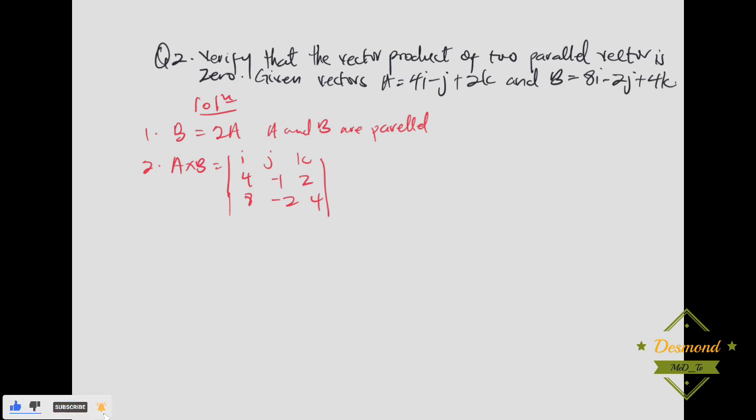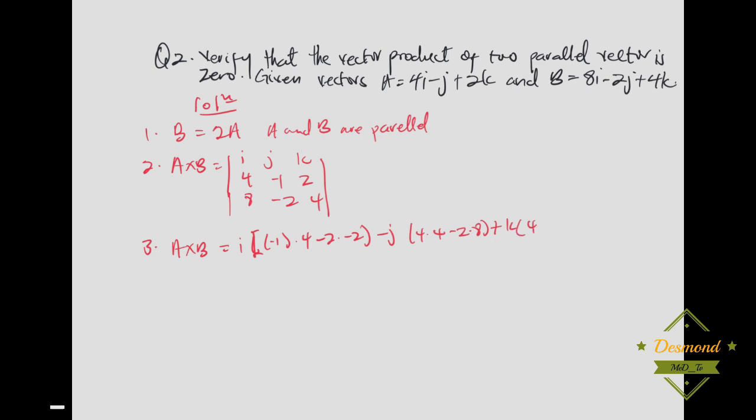Then when you are done, you calculate the determinant. With the determinant, we have A times B equal to i multiplying, in brackets, negative 1 multiplying 4 minus 2 multiplying negative 2. Then we have minus j multiplying 4 times 4 minus 2 multiplying 8, plus k multiplying 4 times negative 2 minus 1 multiplying 8.